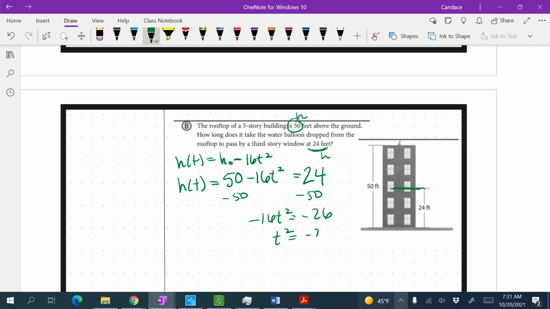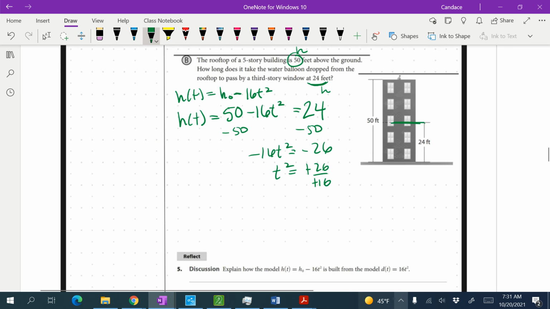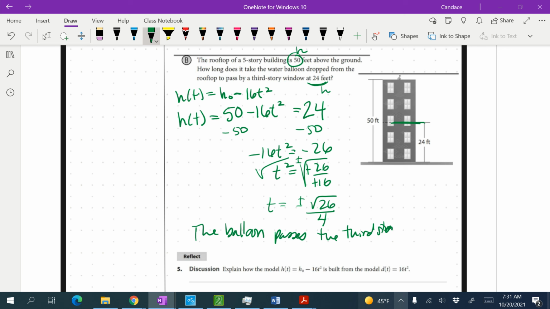I'm going to divide by 16, and that's going to go positive. Then I'm going to take the square root of both sides, and always do a plus or minus out front. So t equals plus or minus the square root of 26, which I cannot break down, over the square root of 16, which is 4. We would reject the negative. We would say the balloon passes the 3rd-story window at t equals the square root of 26 over 4 seconds. If I put that in my calculator to get the decimal, it would be 1.3 seconds.